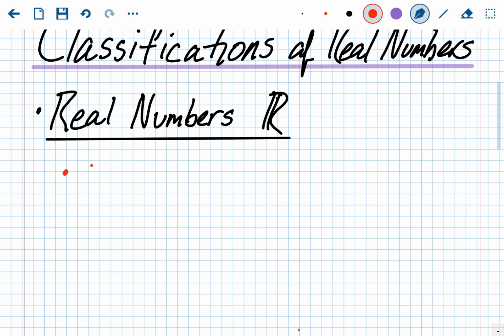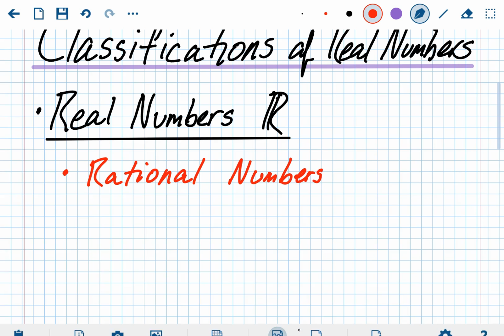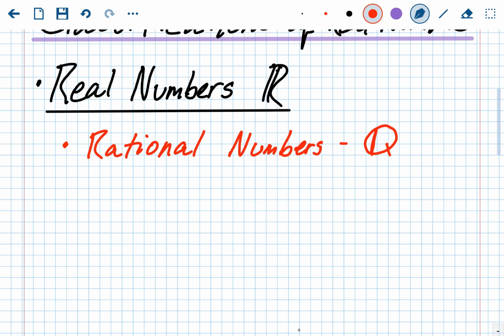So the biggest category under real numbers is rational numbers. Rational numbers, we can't use R again because R is for real numbers. So what letter should we use for rational numbers? I don't think anyone will guess it, but we use the letter Q. Capital Q with an extra line through it. Why do we use Q? Well, if you know what a rational number is, it'll make sense. We use Q to stand for quotients.